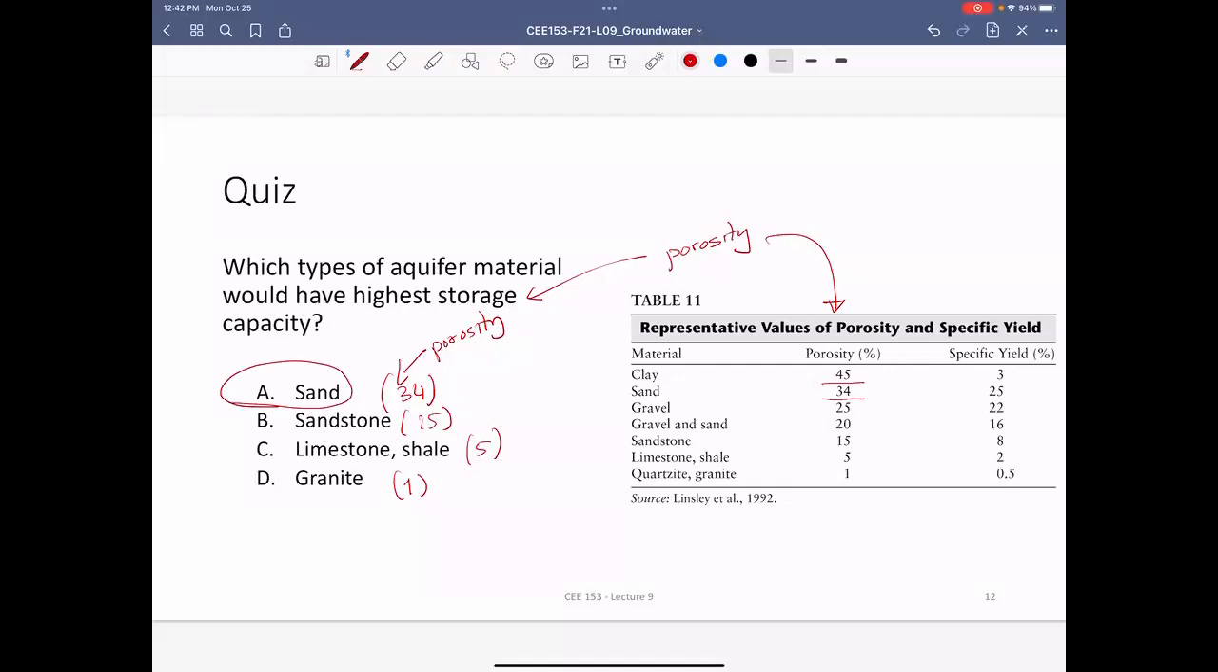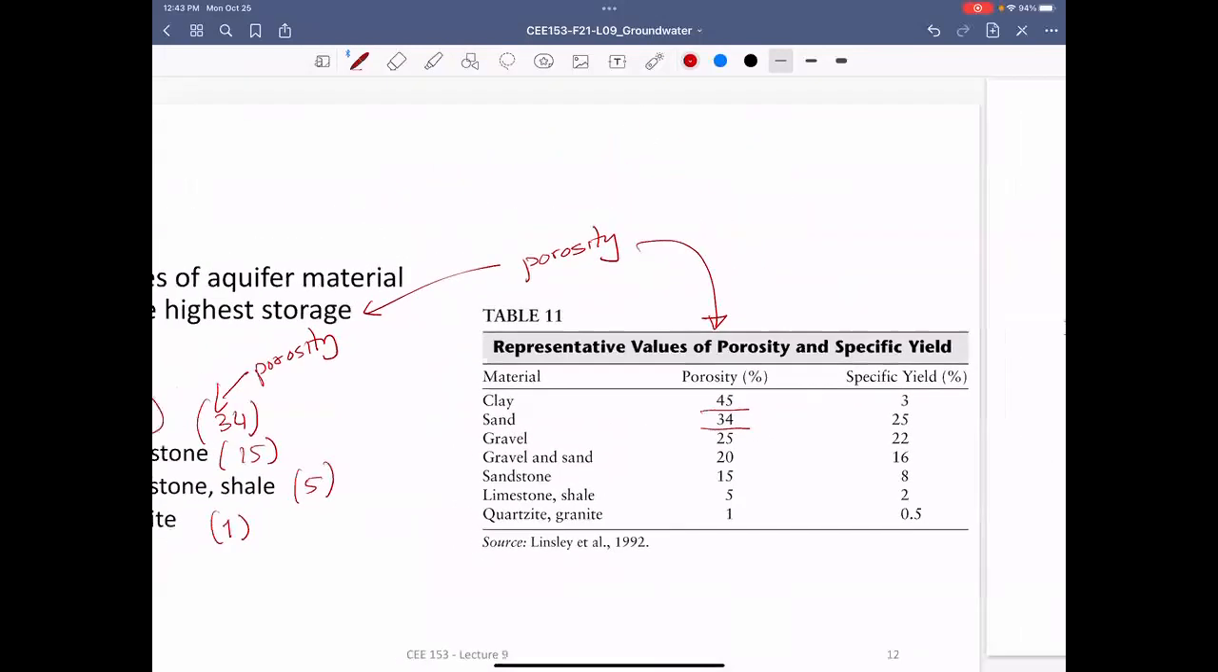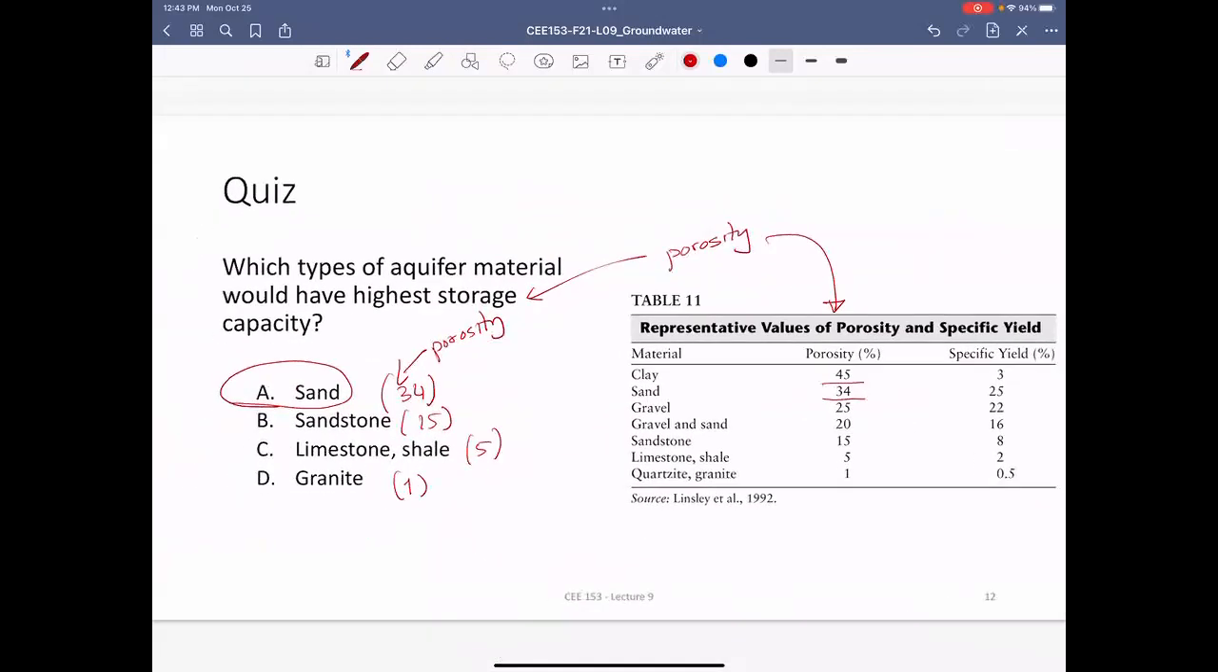All right, so you see the logic behind it. Porosity is a measure of how much pore space where water can fill. So storage capacity is related to porosity. All I'm asking is which one has the highest porosity. These numbers are given here. As you can see, sand has 34% porosity. So if it's filled with sand, 34% is pore space. If it is a sandy aquifer, that would have the highest storage capacity because it has the highest porosity.